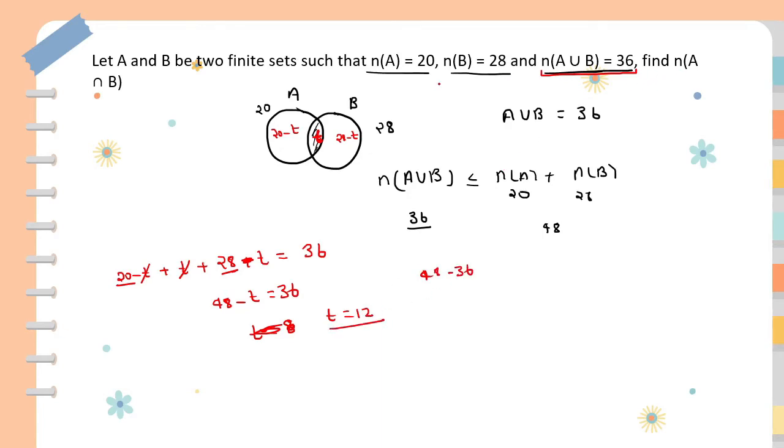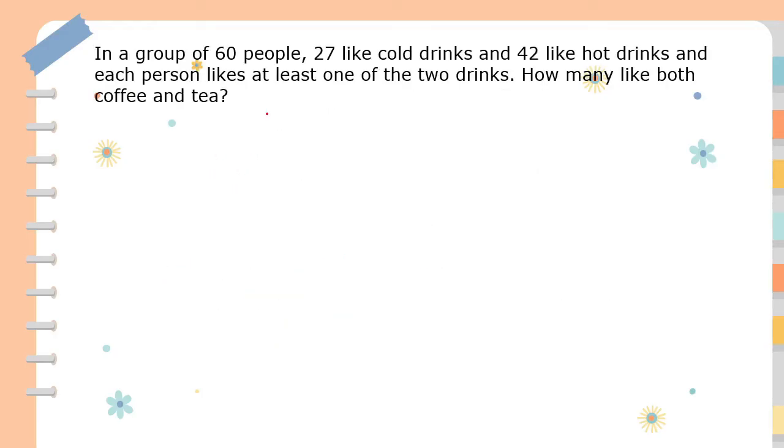So we have to find the cardinality of A intersection B. So the cardinality of A intersection B is 12. So we have to find this portion, and we have already found that this portion will include 12 numbers. So we have solved this particular question. Now moving to the other one.